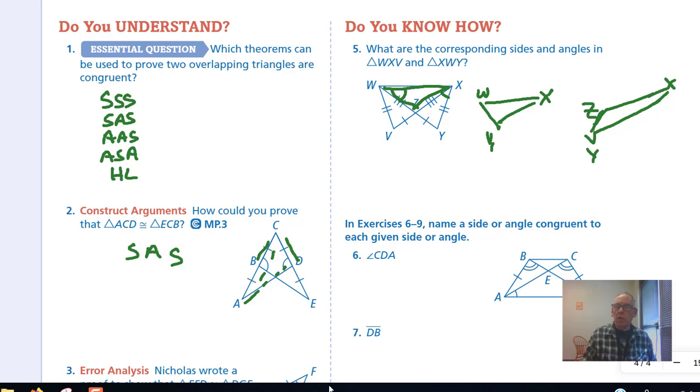XWY, X, must be a W. So those are congruent. Down here, we can't really do anything with it. But in this one, the WZ side is congruent to the XZ side. They're going to help us with that.